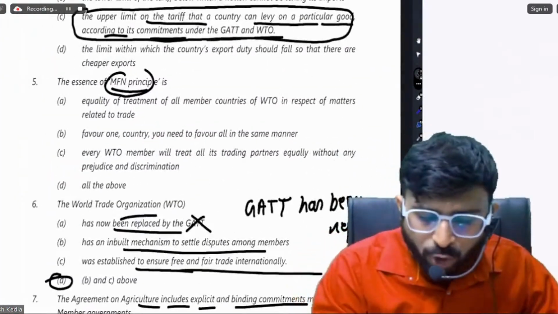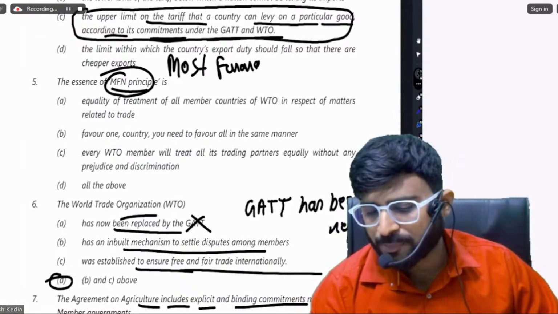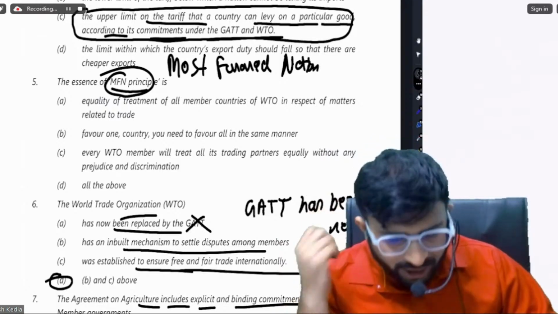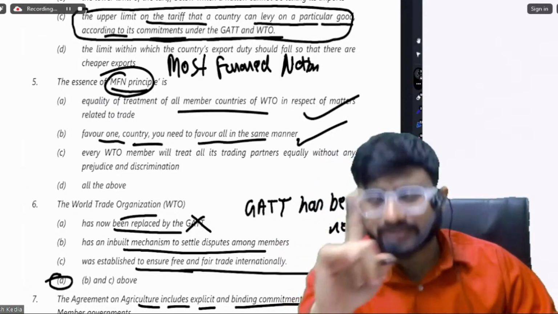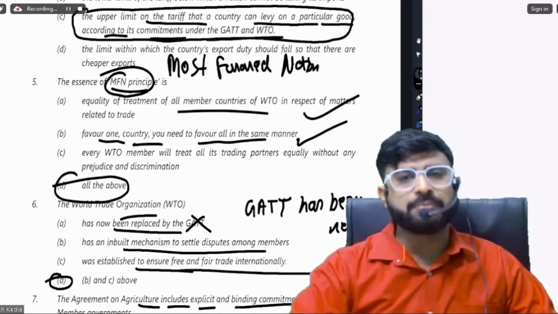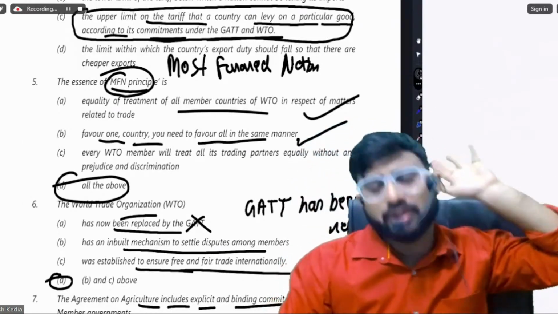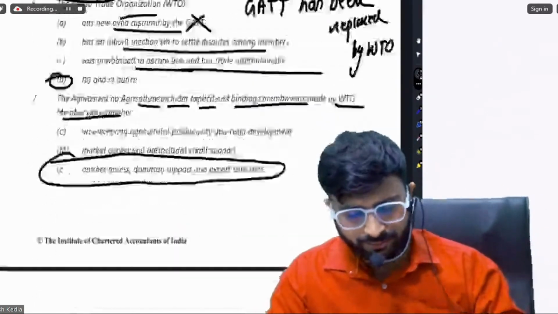Next, essence of most favored nation principle. What is the main objective of most favored nation principle? Equality of treatment, yes. Favor one country, you need to favor all the other countries, yes. So all of the above. If you favor one country, you have to favor everyone, treat everyone equally. That is the main essence of most favored nation, everybody.